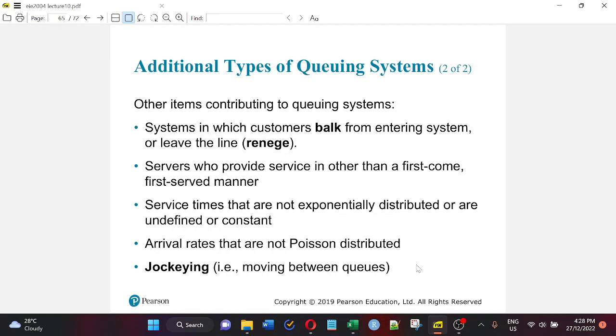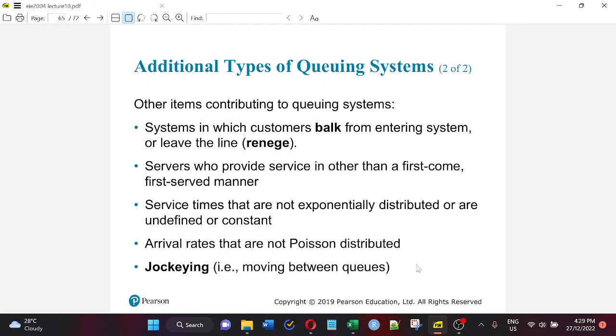And there are other items contributing to the complexity of a queuing system. Number one, systems in which the customers balk from entering or leave the line. Number two, when the servers who provide service do so in other than a first come first serve manner. So you choose the customer who is at the back to come first, or you choose the patient based on the severity of the emergency. Number three, service times that are not exponentially distributed, or are undefined or constant. And number four, when the arrival rate is not Poisson distributed.